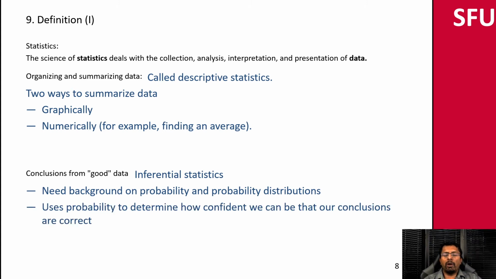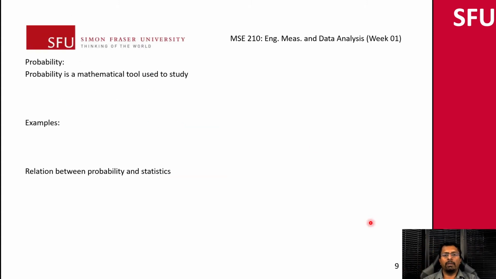So we'd also use probability to determine how confident our conclusions will be. So this is where we're going to be looking at. So basically, the first one is called descriptive statistics, and then inferential statistics, which are kind of related but are looking at the problem from different angles.